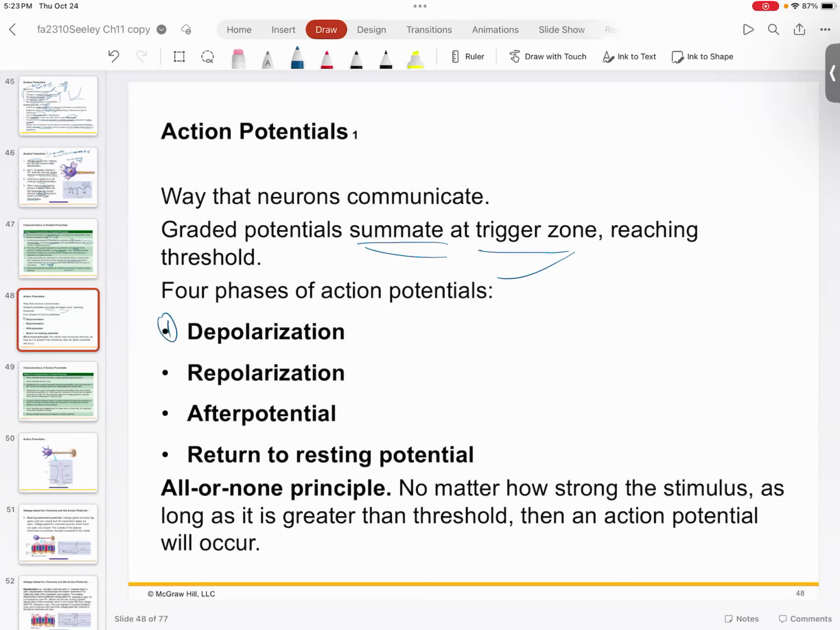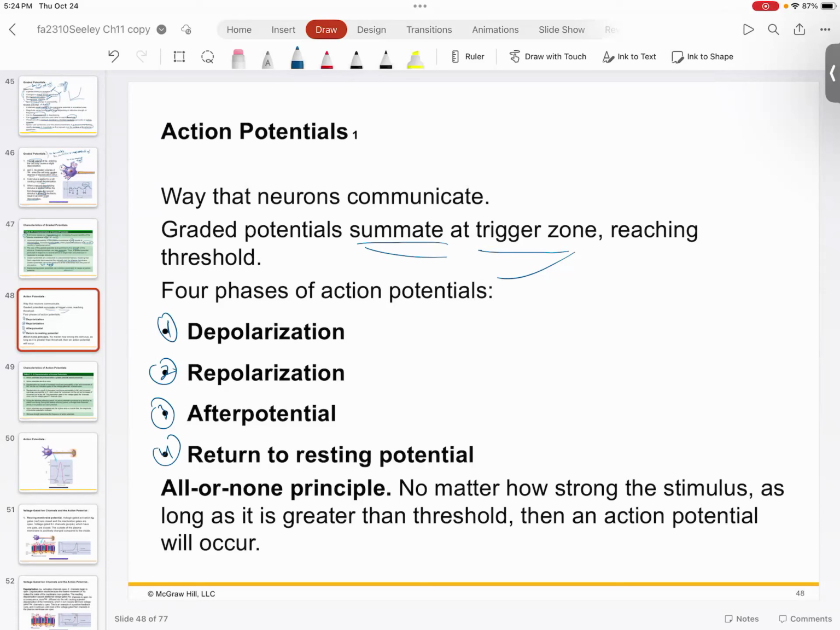The first one is depolarization, right? That's your inrush of sodium. We'll take a look at that here in just a little bit. And then after the depolarization event, you have to reset the system, right? It's kind of like you spring the mousetrap, that's depolarization, and then you have to reset the mousetrap, and that's repolarization. And then once you repolarize it, there's what's referred to as after potential, which is kind of like hyperpolarization. So you overdo it a little bit, and then you have to readjust it and bring it back to your normal resting membrane potential.